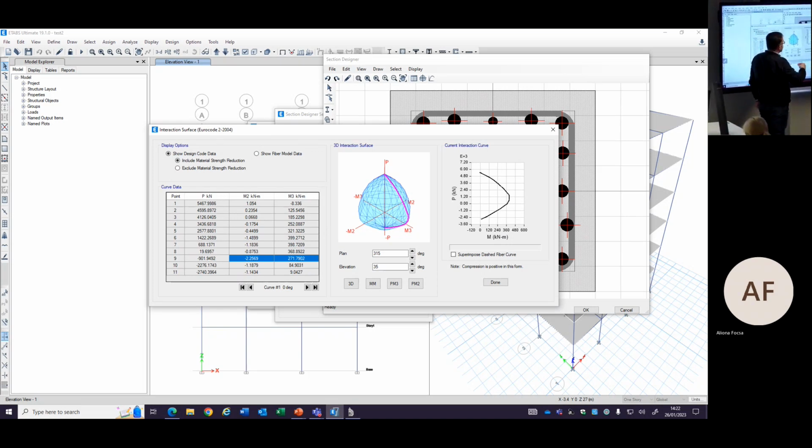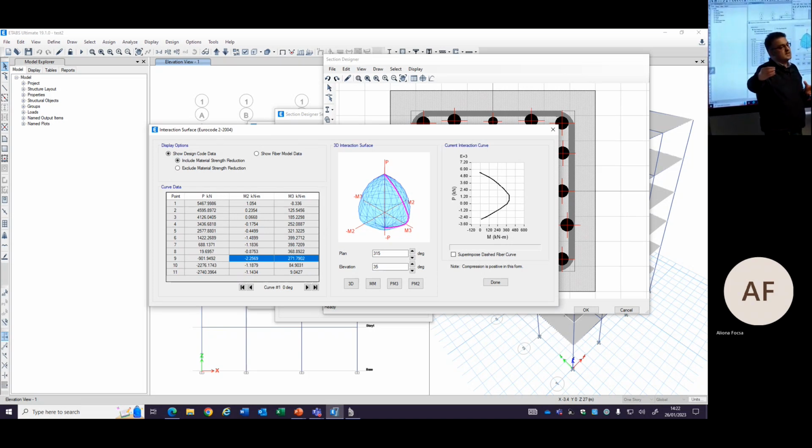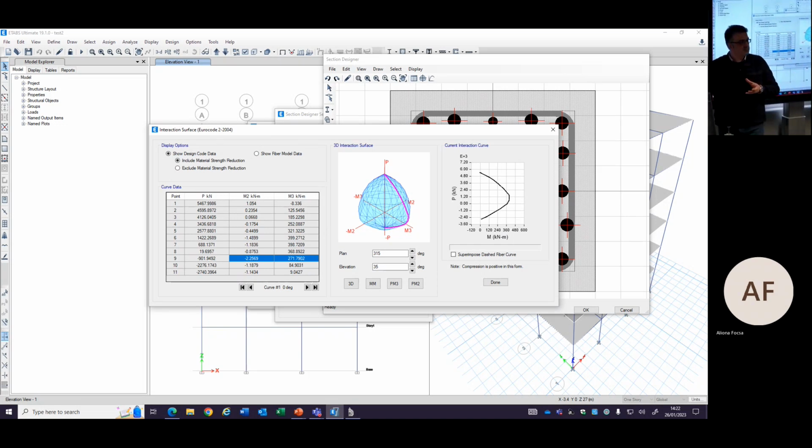It depends on what M2, M3, and P you get from your structural analysis. You are standing at one point, hopefully inside this onion. We called it the onion shape last week, do you remember? If you are inside this onion-shaped thing, you are safe. If you're outside this onion, the demand to capacity ratio is more than 1, right?